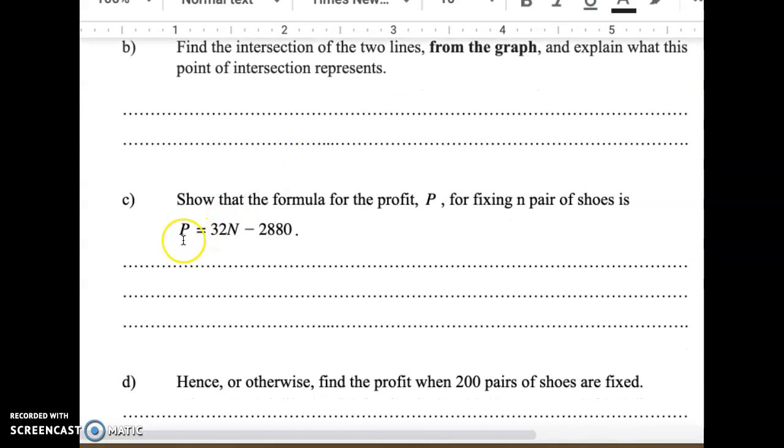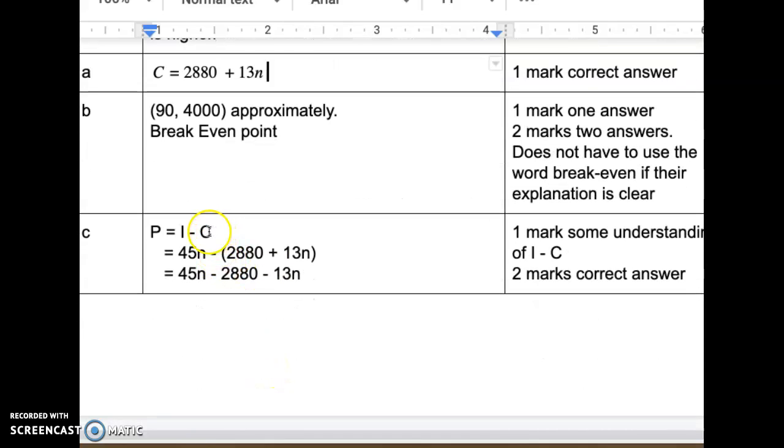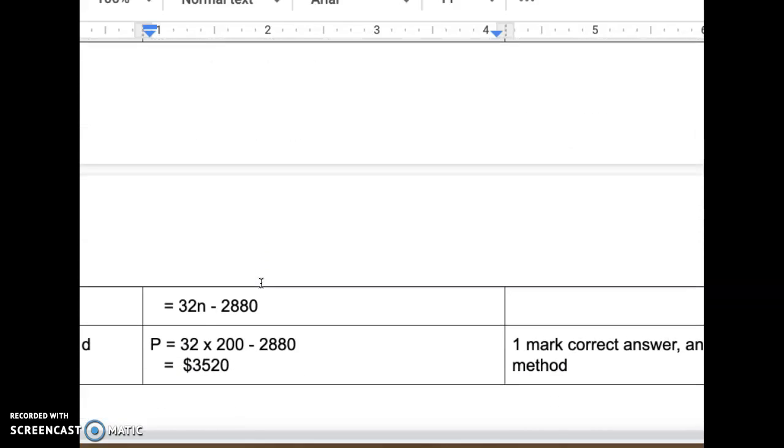Question C was the hardest one to do, and you need to understand that profit is equal to income minus the cost. So it's an algebraic modelling question. We go from this concept to using algebra. 45n is your income minus your cost, and simplify that, and you end up with what they gave us in the question. We spoke about the word show. Show means that you understand how they arrived at their answer. So by substituting something in, you're not showing me. You needed to do this.